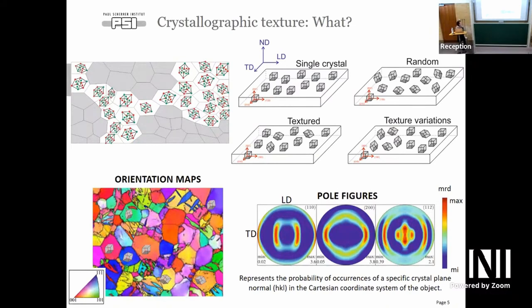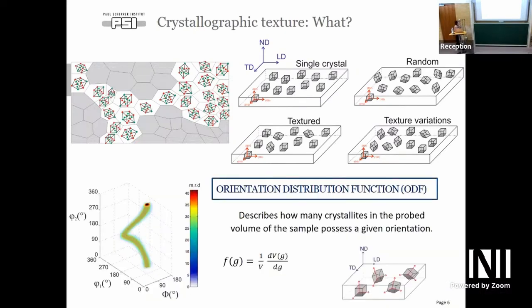And these figures are in multiples of random distribution, which means how much more probable it is to have that crystal orientation there than in a random sample. So that's the way that we describe it. But the holy grail, or the main information, is not there.